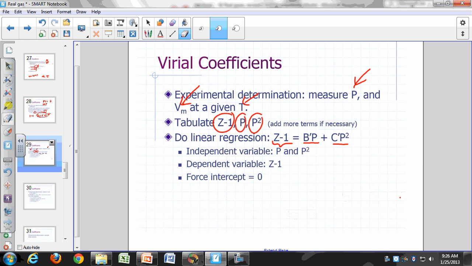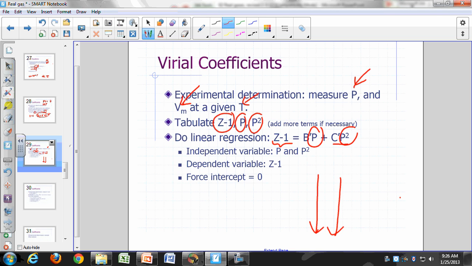And this is just a linear regression problem. Your independent variables are P and P squared. So you have two columns of P and P squared, and a column of Z minus 1 would be your dependent variable. And in this case, when you do your regression, you force your y-intercept to 0. So the coefficient of P will be B prime, and the coefficient of P squared would be C prime.